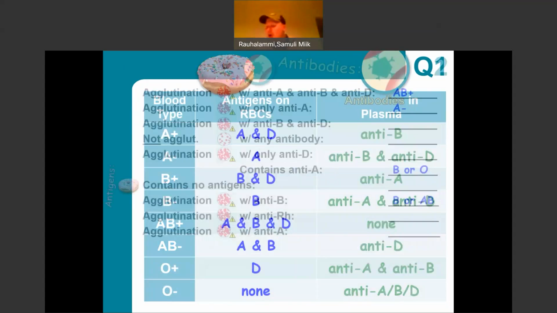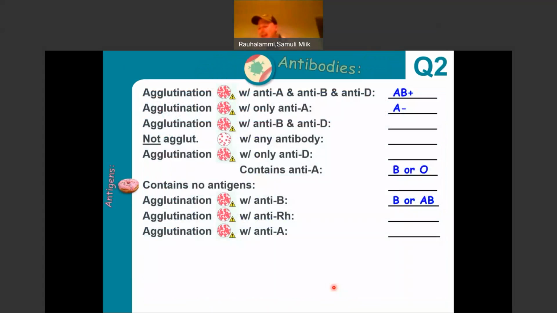I offered a few other challenging questions about what blood type would agglutinate with anti-A, anti-B, and anti-D serums. Well, that would be AB positive. What blood types would agglutinate with only anti-A serum? Well, that would be A negative. Let's talk about what blood type would agglutinate with anti-B and anti-D serums. That would be B positive. And I'm asking what blood type would not agglutinate with any antibody serums, and that would be, of course, the O negative.